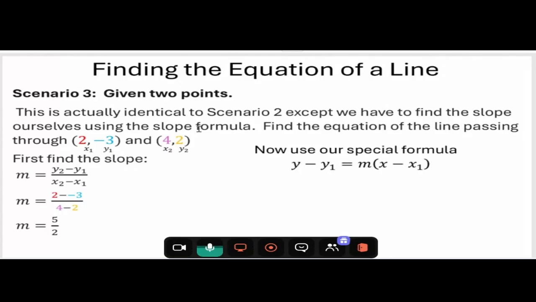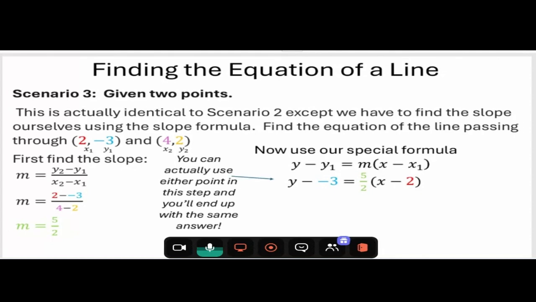So here, just for simplicity, since I had already labeled this as x1, y1, I'm just going to use the same point. So x1 becomes 2, y1 becomes negative 3, and the slope we calculated ourselves is 5 over 2. And the rest is simplification.